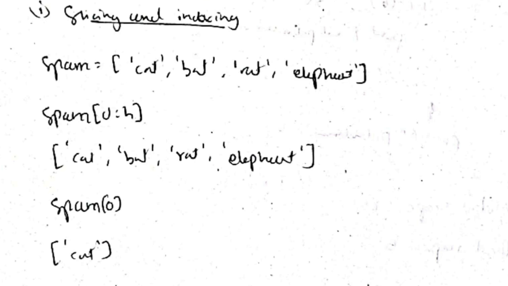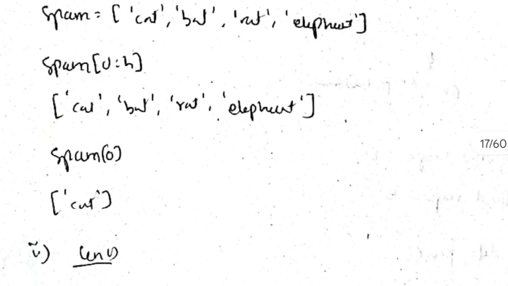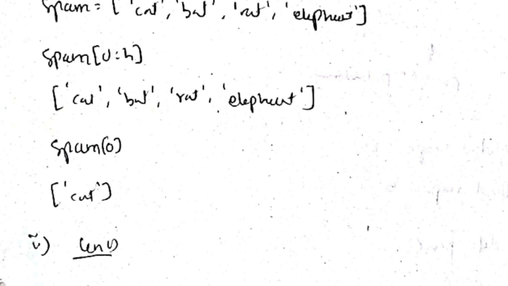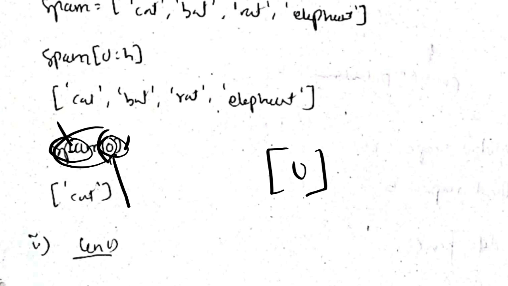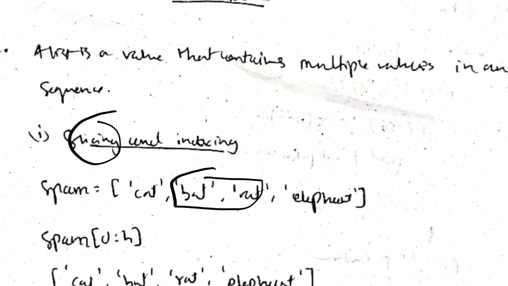Let's take a smaller example, 1 to 3. So here it will be element number 1 and element number 2, meaning bat and rat will only be printed. Spam, then the bracket, from which limit to which limit plus 1. And if you have to print any element, you will just have to write the index along with the list name, like spam, and in square brackets the index value. So that will print what is in that index. That is the second one, which is indexing. Slicing means taking a part of it, and indexing means printing the specific element.